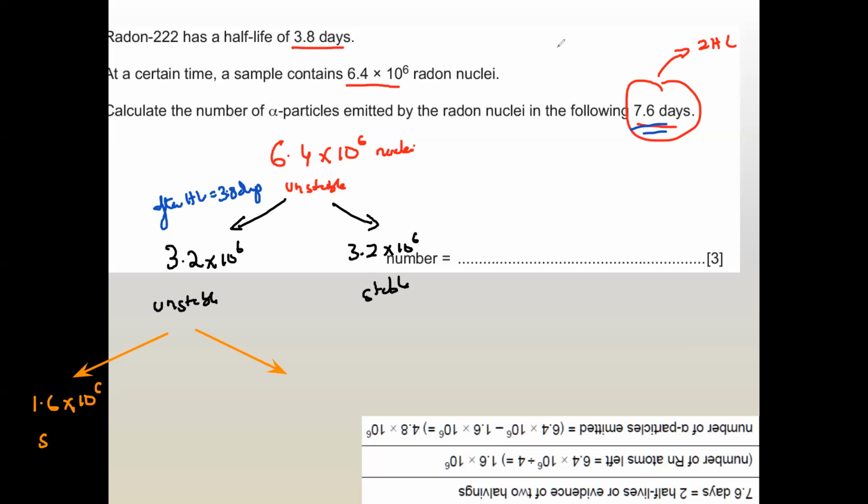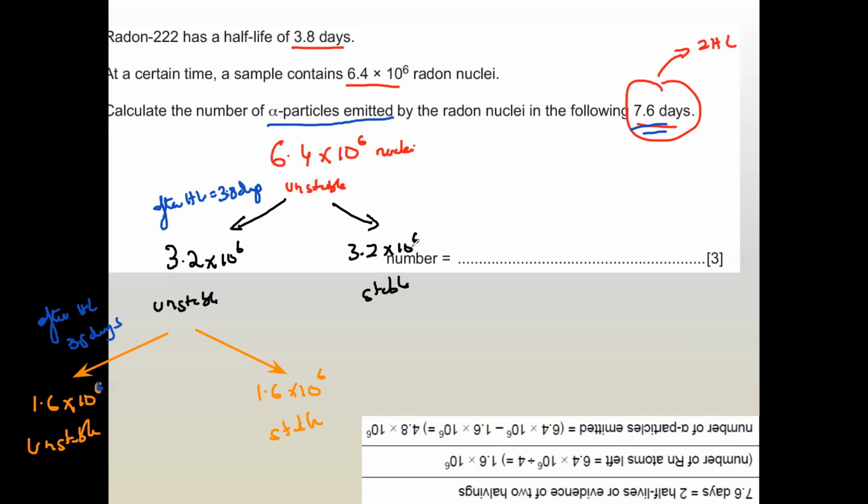Or you can say unstable. And half of this, 1.6 into 10 to the power 6, will be stable. So that is after another half-life, which is 3.8 days. So in total, because two half-lives are there, the question is to calculate the number of alpha particles emitted. So the stable ones already emitted. They will not emit now. Unstable ones continue emitting, but stable ones already emitted.